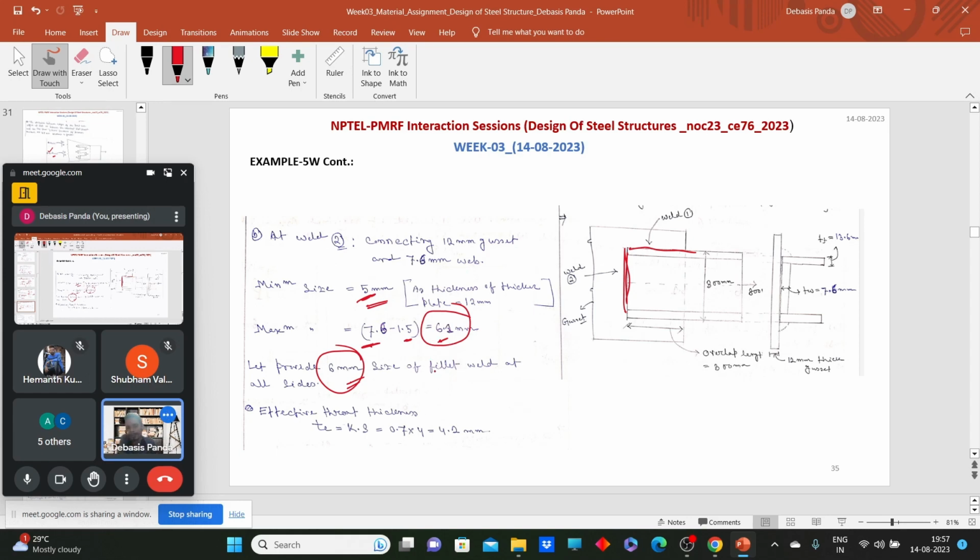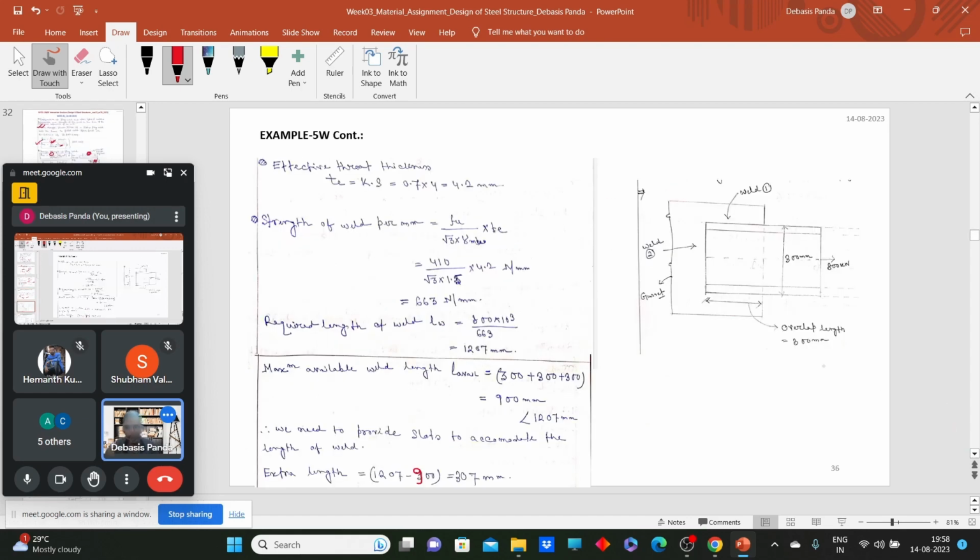For this 6 mm, what should be the throat thickness? The throat thickness would be K into the size of the weld. So K into 6, that will be 0.7 into 6, so 4.2 mm. Now we have the throat thickness. Now what do we need to find out? We have the factored load which we need to transfer, and we have the throat thickness. Now we can easily calculate how much effective length is required to transfer this load safely. So quickly solve this portion.